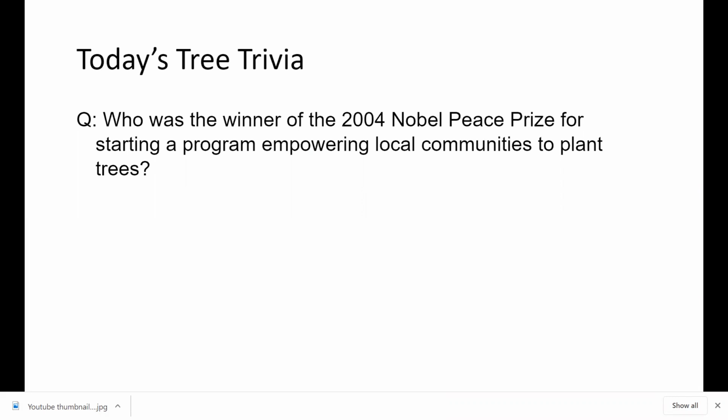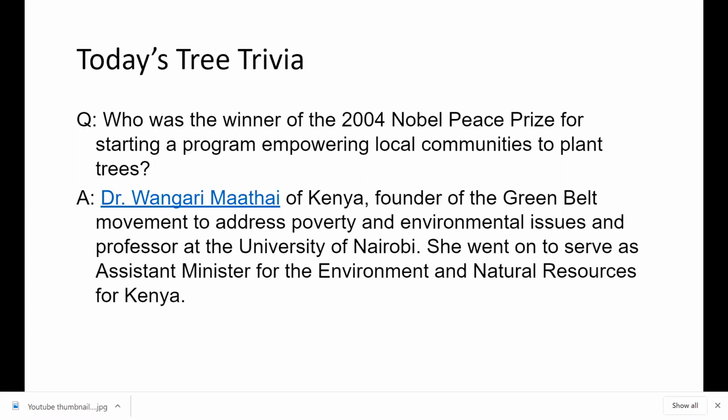Who was the winner of the 2004 Nobel Peace Prize for starting a program empowering local communities to plant trees? So if you thought it maybe was Mr. Beast last year, you would be incorrect. Dr. Wangari Maathai of Kenya is the founder of the Green Belt movement, and she founded this to address poverty and environmental issues. And she was also a professor at the University of Nairobi. And went on to serve as Assistant Minister for Environment and Natural Resources for Kenya.